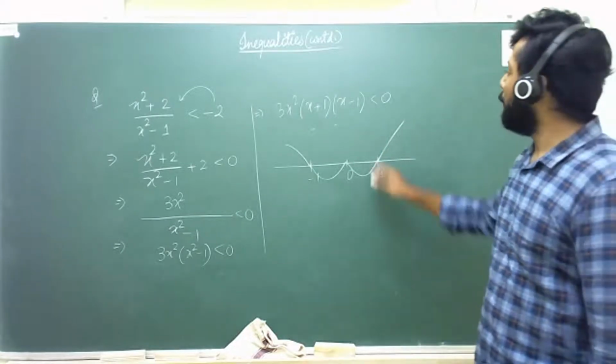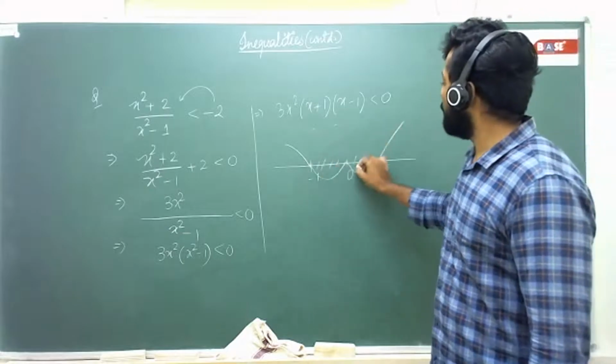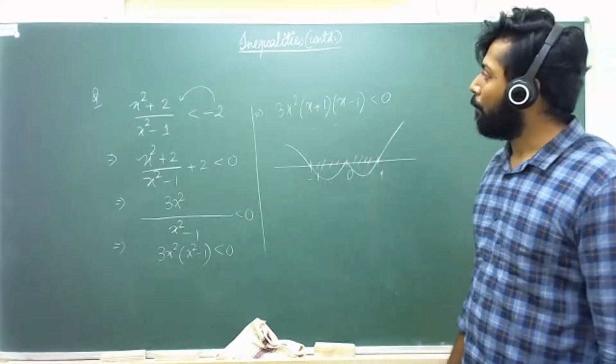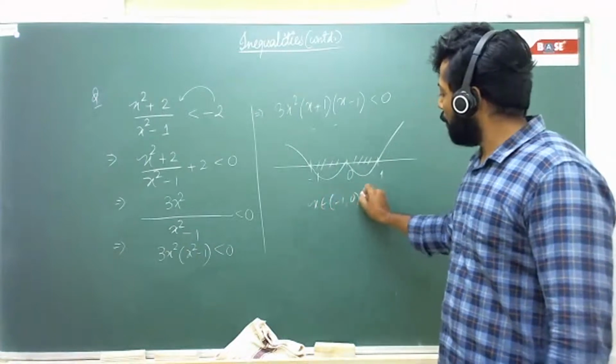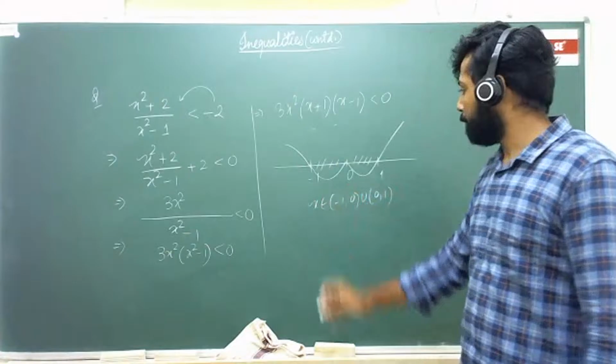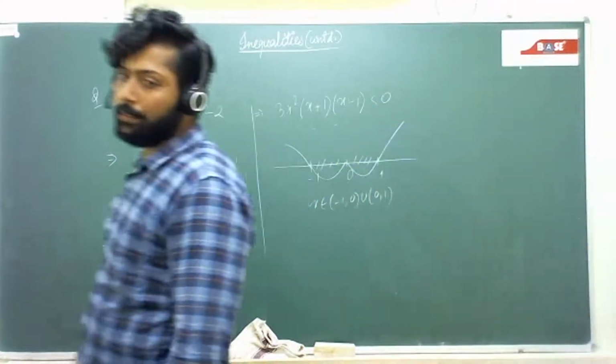What we need is the region where it is less than 0. Less than 0 is between there. So finally, x belongs to minus 1 to 0, union 0 to 1. That's what the region we have got.